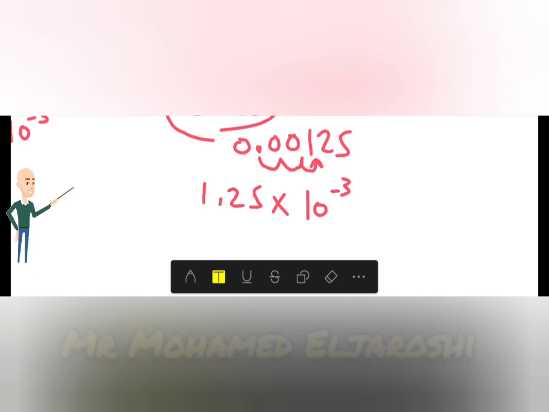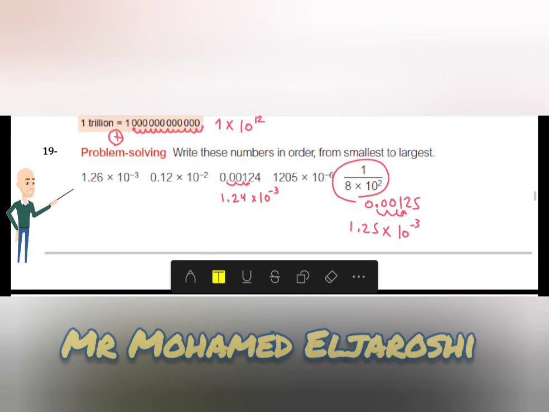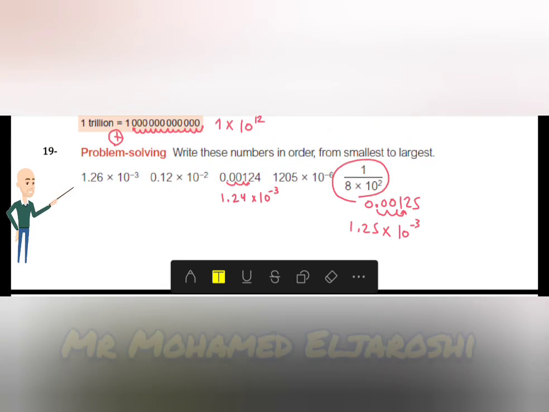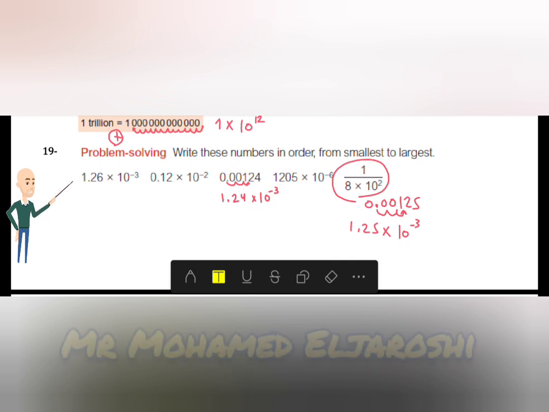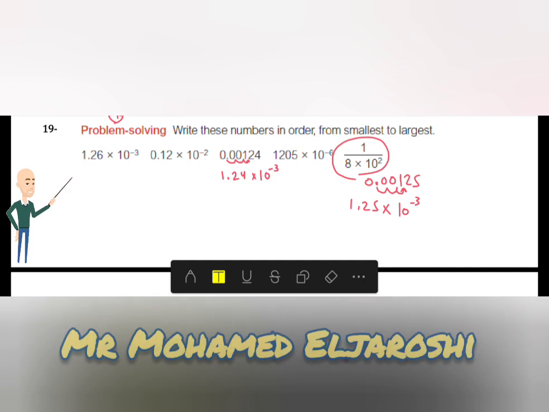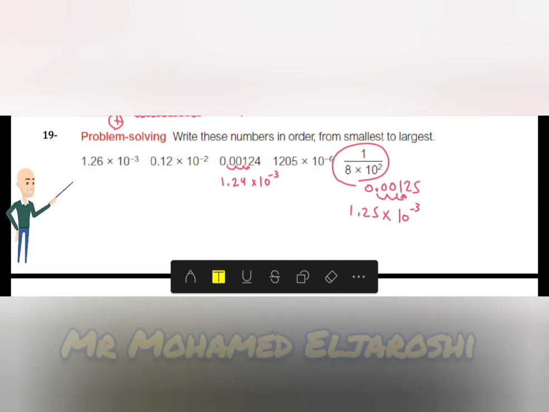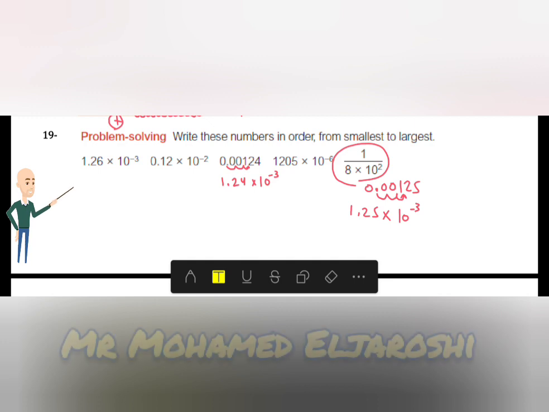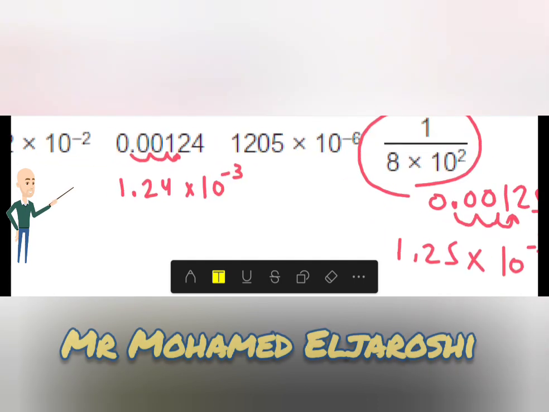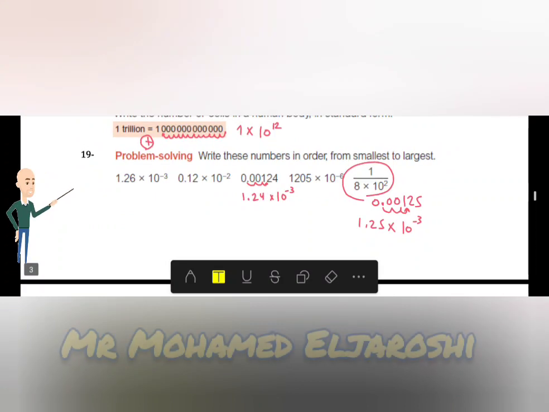Now, I turned all the numbers into standard form, basically. We can say standard form, yes. Now, we need the smallest one. We said that the smallest one has the largest number in the negative part, the largest number in the negative power. So it's going to be the smallest one.